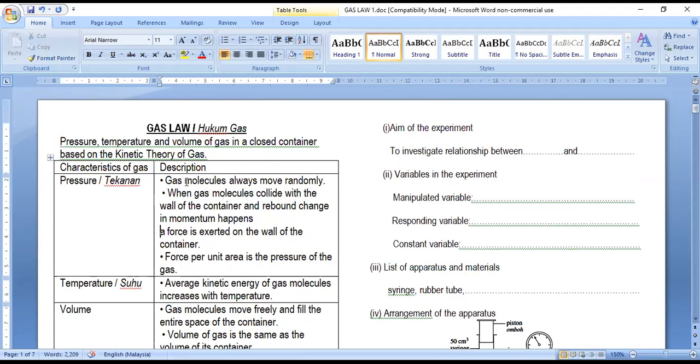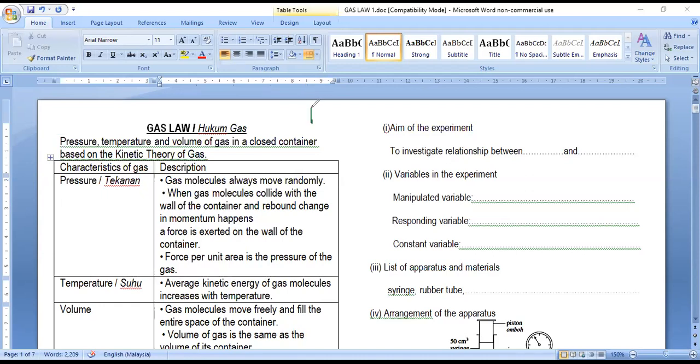Okay, so gas molecules are always moving randomly. So what happens when they collide? They will rebound, and then what happens? There'll be change in momentum. So because of that, a force is exerted. And then force per unit area will be the pressure.